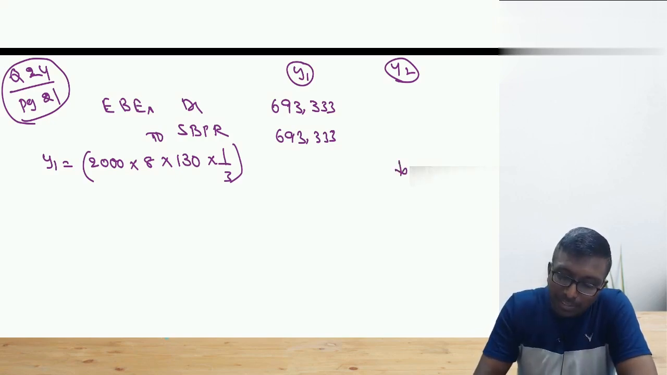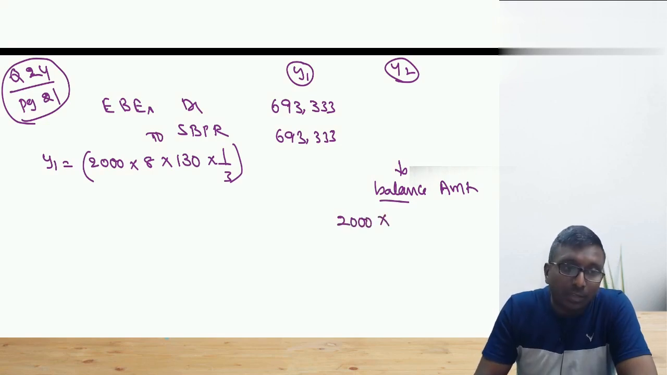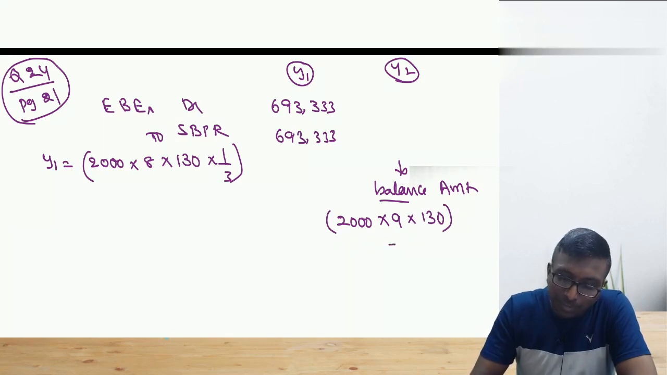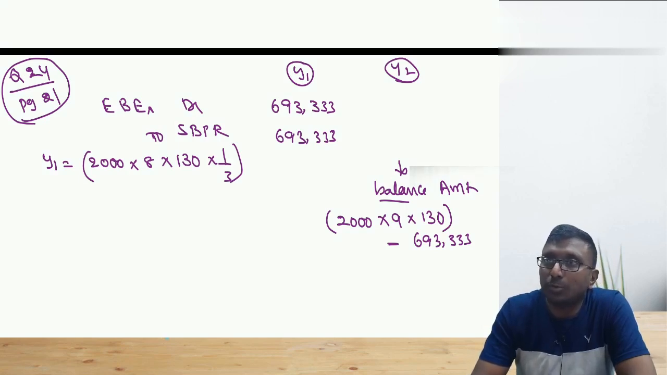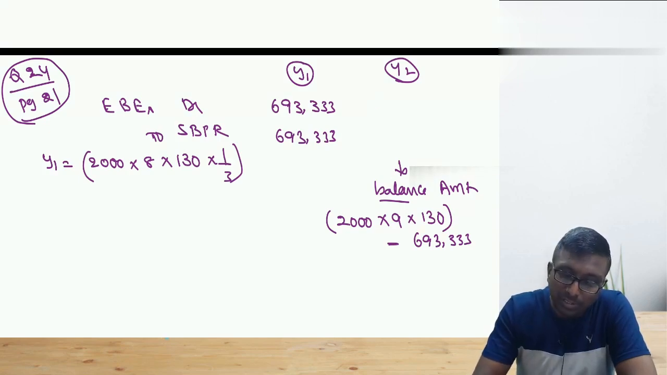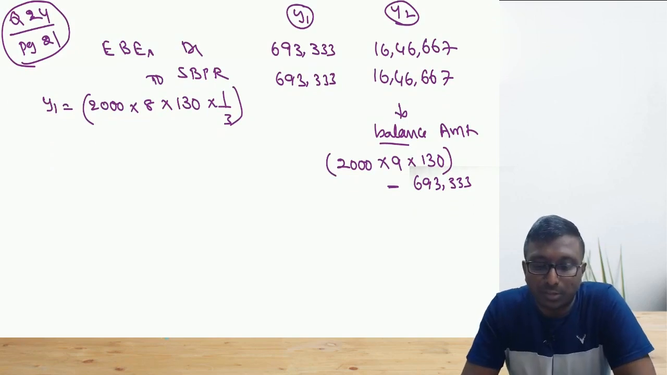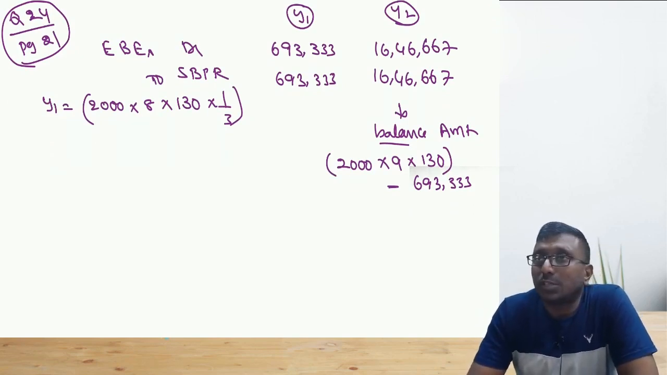Yeah. Second year is the balance amount. What is the balance amount, na? 2000 into 9 you should take now. Okay. Yeah. 9 into 130 minus 693,333. How much amount? 16 lakh 46,000. Yeah. 16 lakh 46,667 is your charge for the second year.